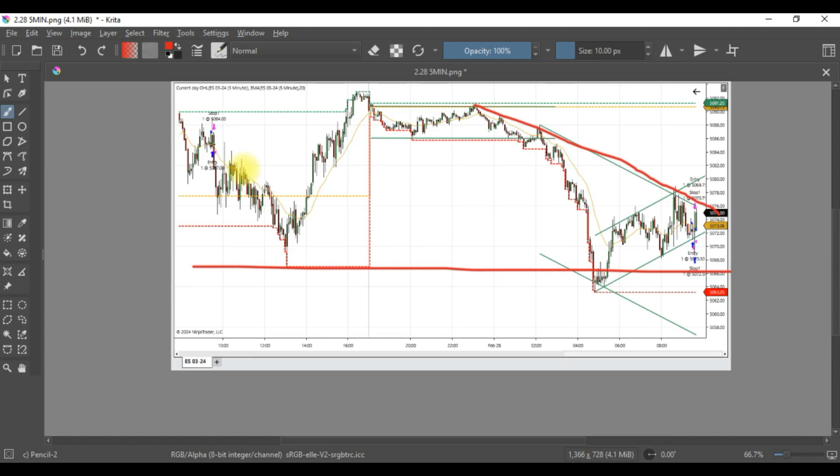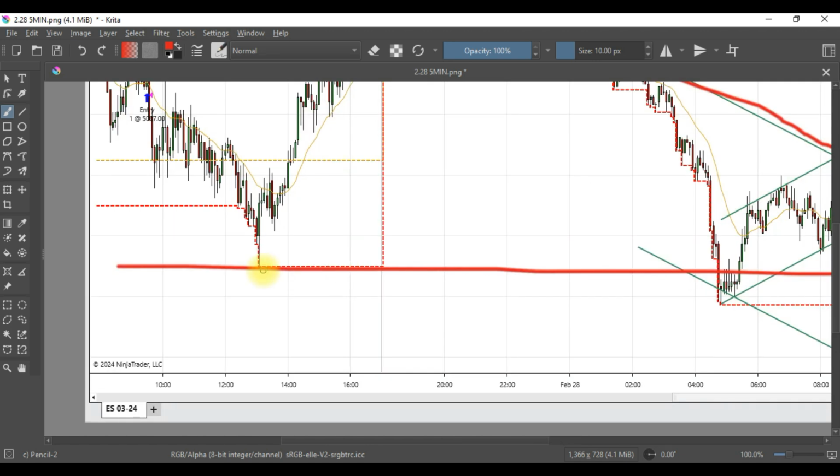So we had this big leg down and we made this low. And then we had a push up. We had a small range, market kind of floated, and it pushed right back down to test this major portion here. What happened after we broke this low?